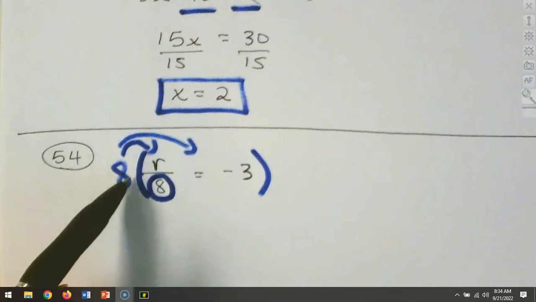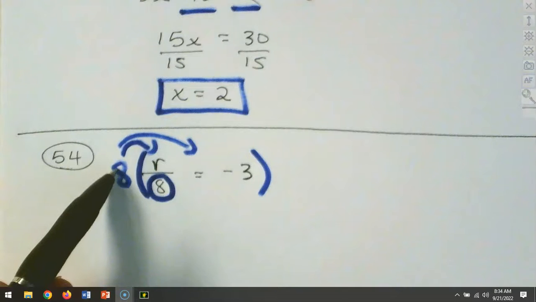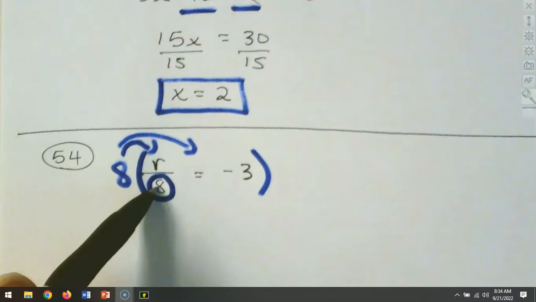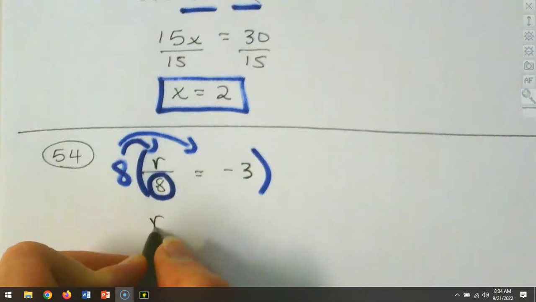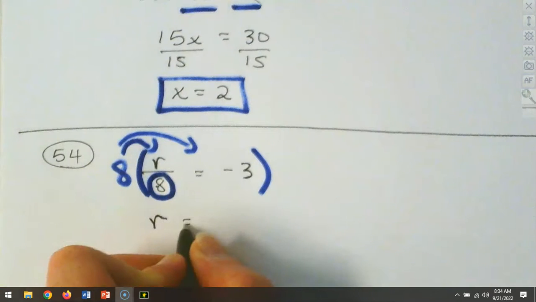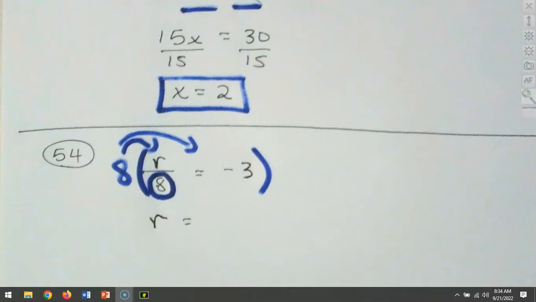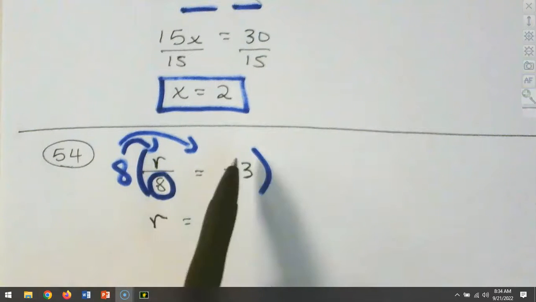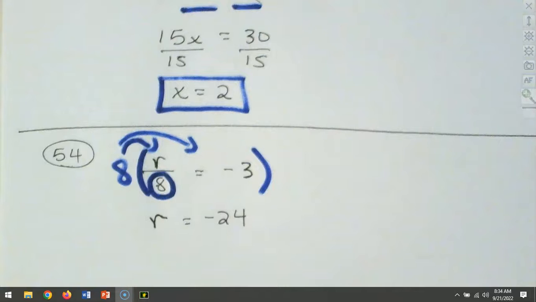Now when I distribute this 8 through, those 8's are going to cancel because 8 divided by 8 is 1 and it goes away. So those 8's cancel and that leaves you with an r. What about the other side? 8 times a negative 3, it has to be distributed through. 8 times a negative 3 is a negative what? 24, and there's your answer.